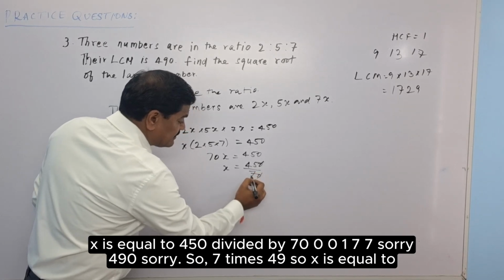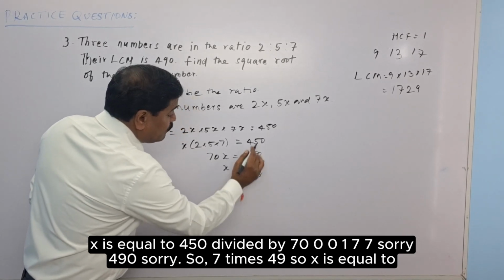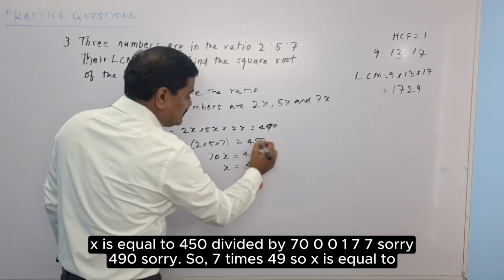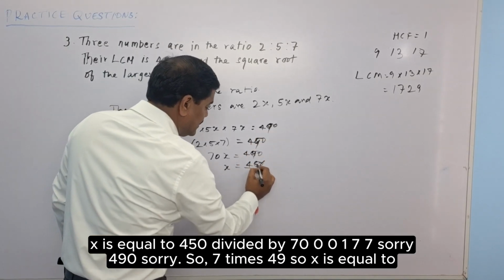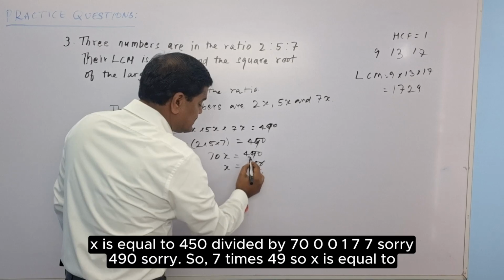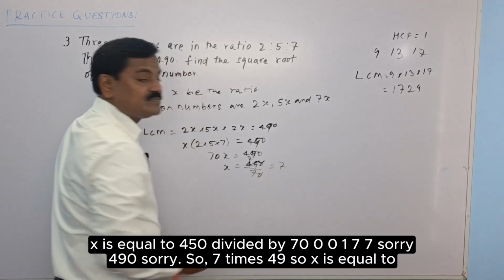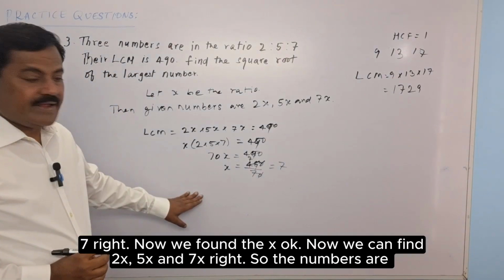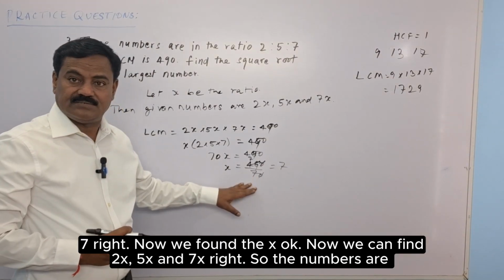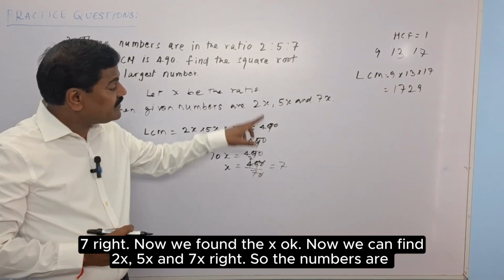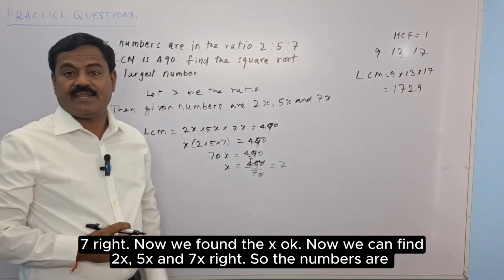Sorry, 490. So 7 times 7 is 49. So x is equal to 7. Right? Now we found the x. Okay. Now we can find 2x, 5x and 7x.